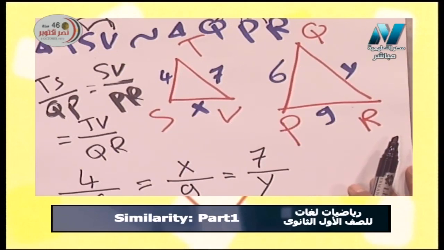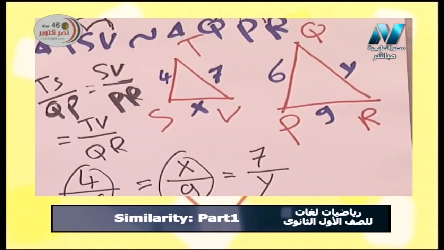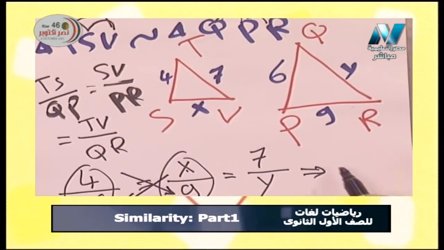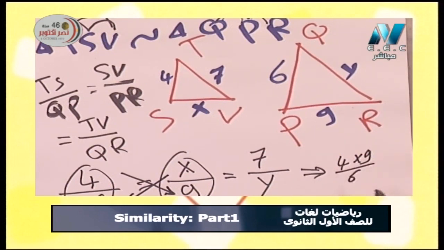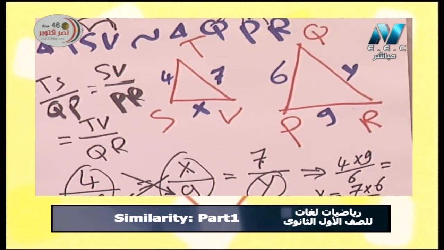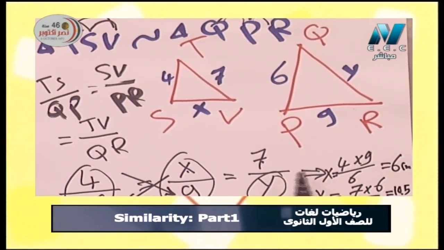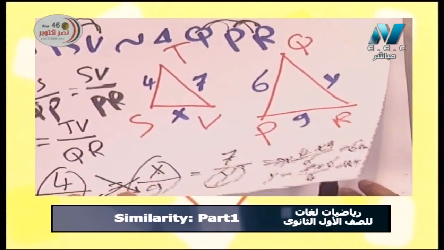We have studied that if we have two ratios that are equal, then they are proportional. That means that X can be given by 4 multiplied by 9 divided by 6, 4 times 9 over 6. And Y equals 7 times 6 over 4. So you will find that X here equals 6 centimeters and Y here equals 10.5. You see now it's very easy for you, my dear students, to calculate this question. Okay, let's move to the second slide.